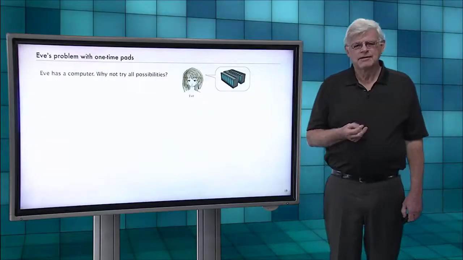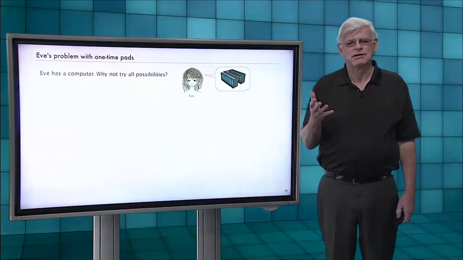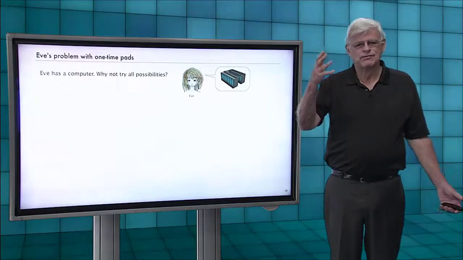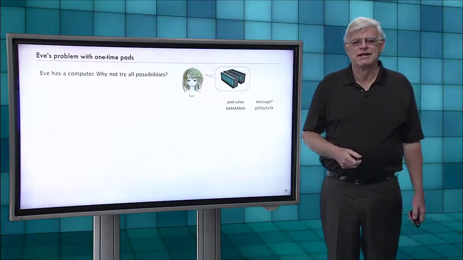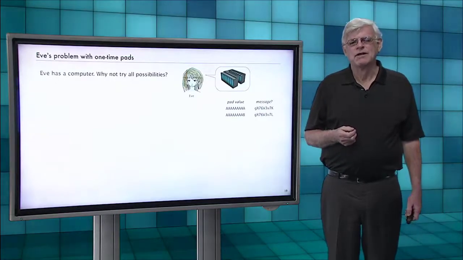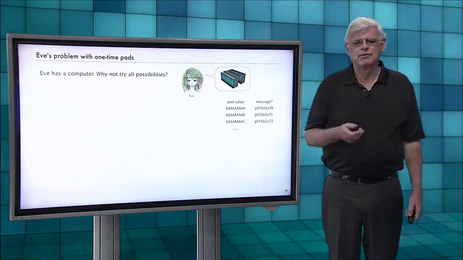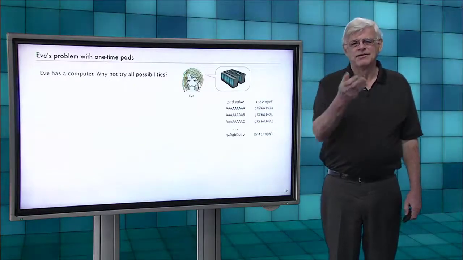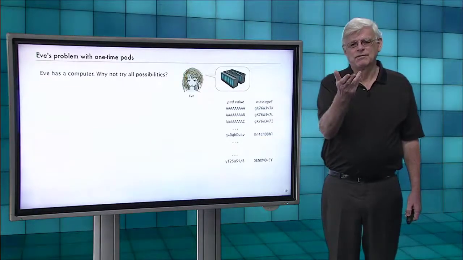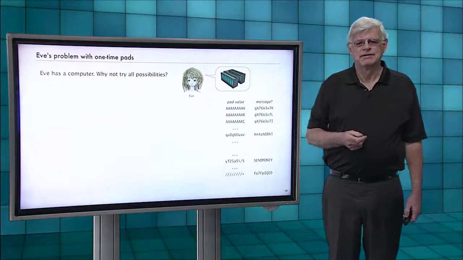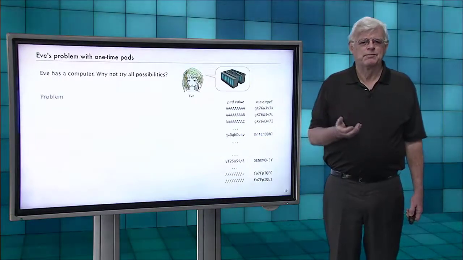Now, the thing is, though, you might say to yourself, well, Eve's got a computer. Why can't she just try all possibilities? She's got a room full of supercomputers. She's got 1 billion computers on the cloud nowadays. Why can't she just go through all possible pad values, run them through the machine, and eventually she'll stumble across the pad value that gives the message out. Wouldn't that work? Well, there's a problem with that.